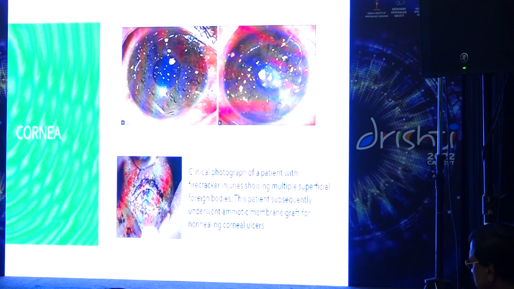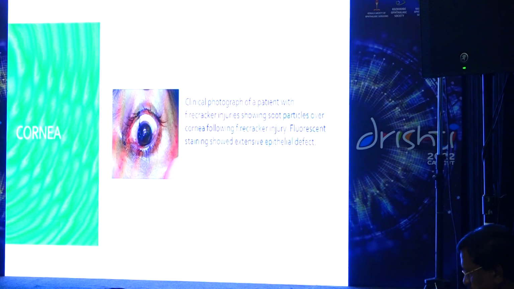And this is the most common presentation in corneal injury in firework injury. That is, you get multiple superficial as well as stromal foreign bodies. This patient had multiple superficial foreign bodies in the cornea, conjunctiva, and even the subcutaneous tissue, and had to undergo amniotic membrane graft for a non-healing corneal ulcer. And in this picture, you can see soot particles all over the cornea with a very large epithelial defect.